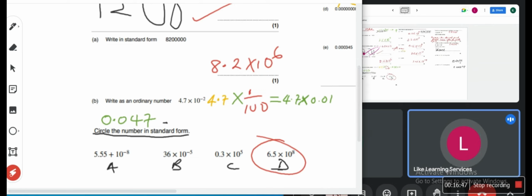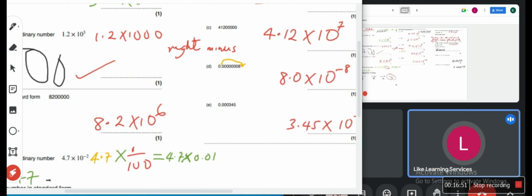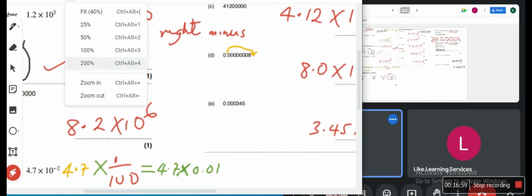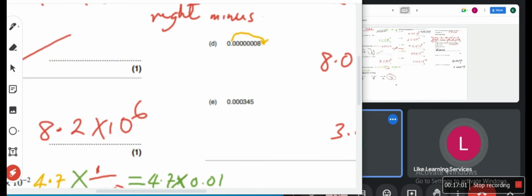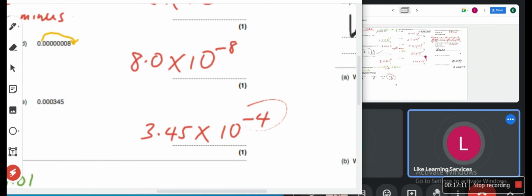But when you are moving to the right, let me look for an example where you're moving to the right, like this one. Let me zoom it in. We're moving to the right 1, 2, 3, 4, also 4 to the right. It becomes minus 4. That's the same thing we did here. 1, 2, 3, 4, 5, 6, 7, 8 to the right. So times 10 to the power minus 8. I think that's cool.